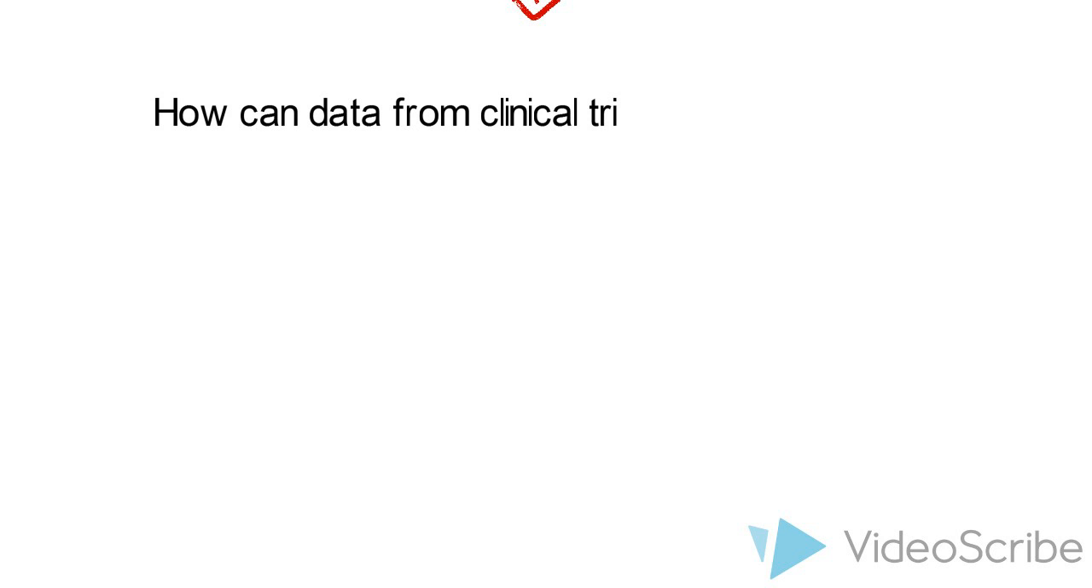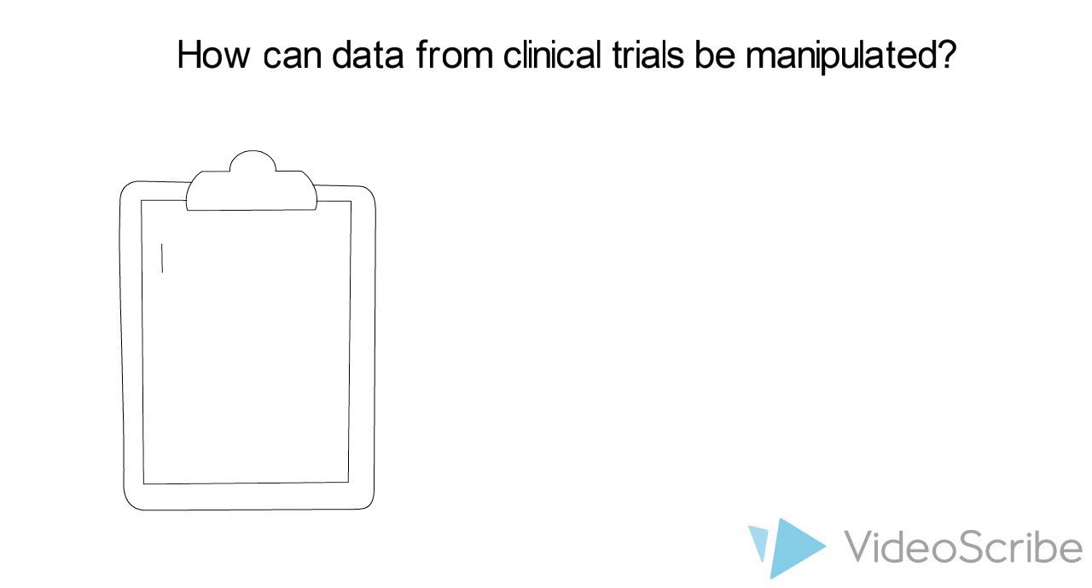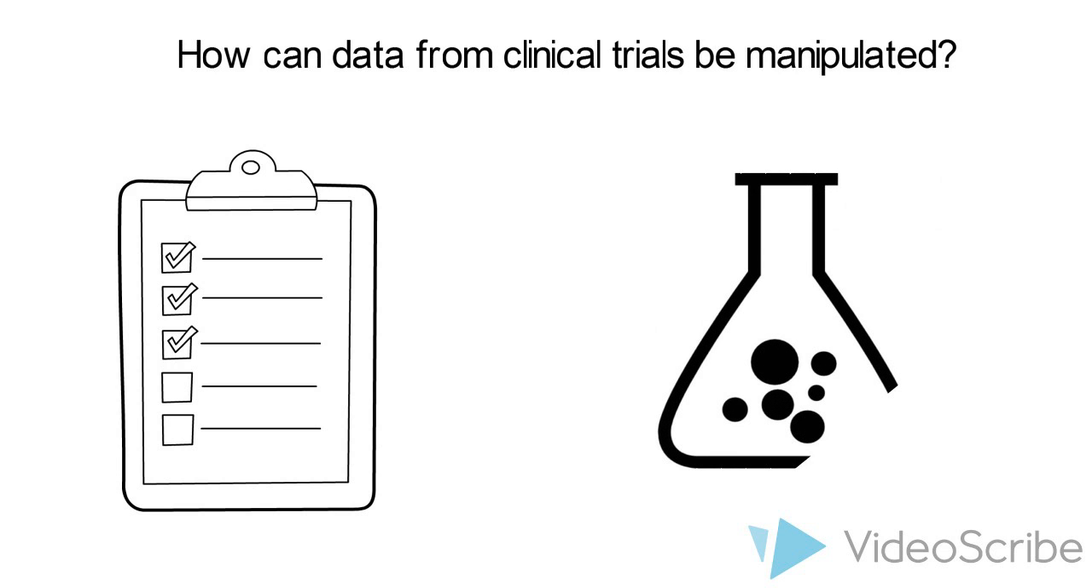How can data from clinical trials be manipulated? Along clinical trials, researchers may find that the outcomes do not match the expected results. Considering this, data manipulation can be done in 2 ways. First way, showing only those parameters that are leading to the desired outcome. The second way, changing the expected outcome in the protocol so that it will show the obtained results.